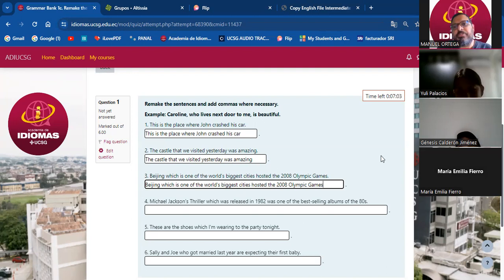In here, you observe that the most important part of the information is that Beijing hosted the 2008 Olympic Games. That is the most important part, which means that I can put the other one between commas. What it means that I put between commas is that I can omit that information. That is not the important information we're looking for. So, Beijing hosted the 2008 Olympic Games. There we have it.